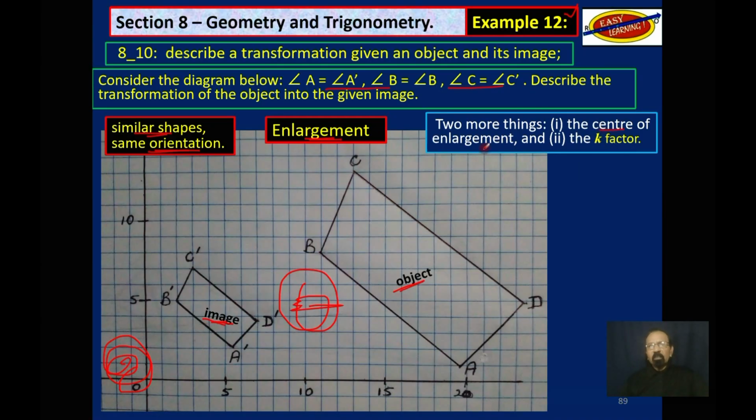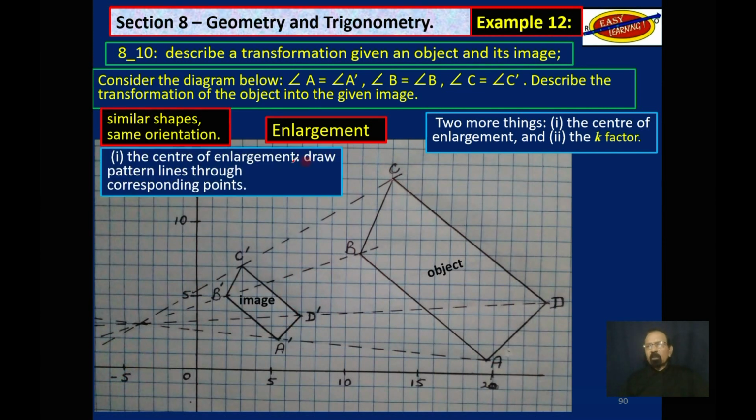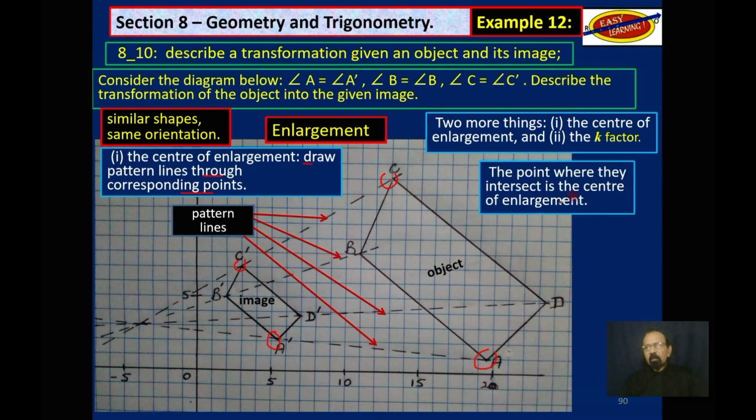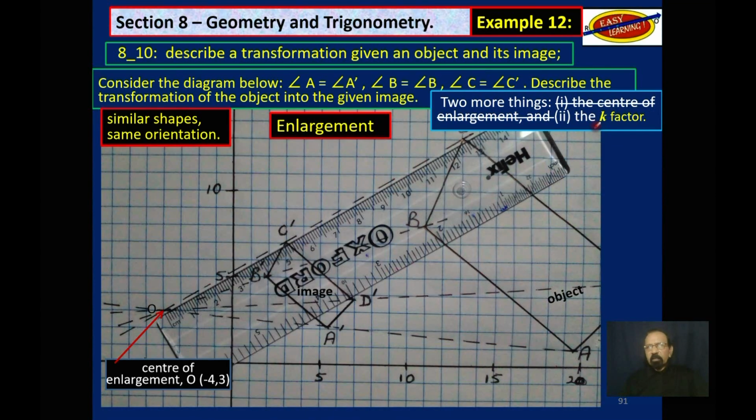We need to find the center of enlargement and the scale factor. This is fairly easy. Draw pattern lines through corresponding points. You only need two. I have 4 here. So from C to C prime, extend it. From A to A prime, extend it. We only need 2, but I have 4 pattern lines. The point where they intersect is the center of enlargement, which is here. O, -4, 3. Now, what is the scale factor?